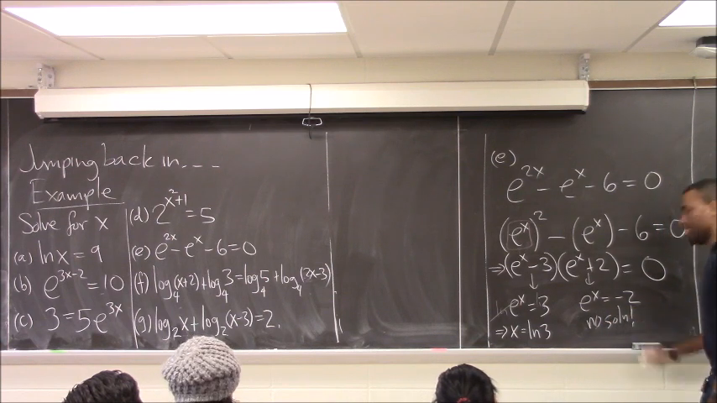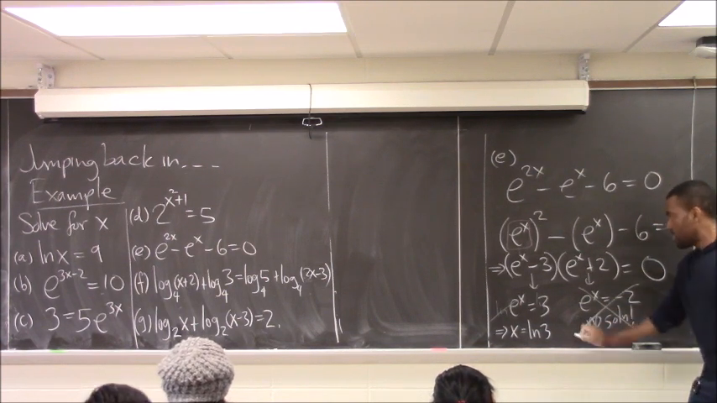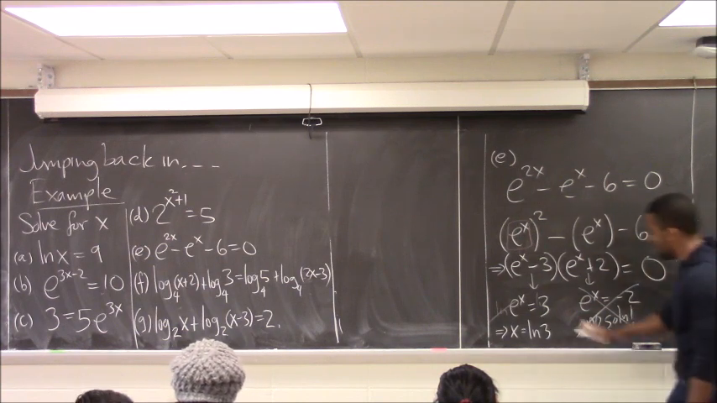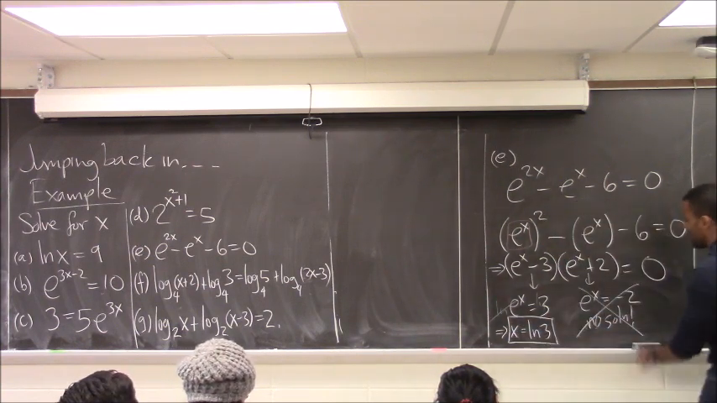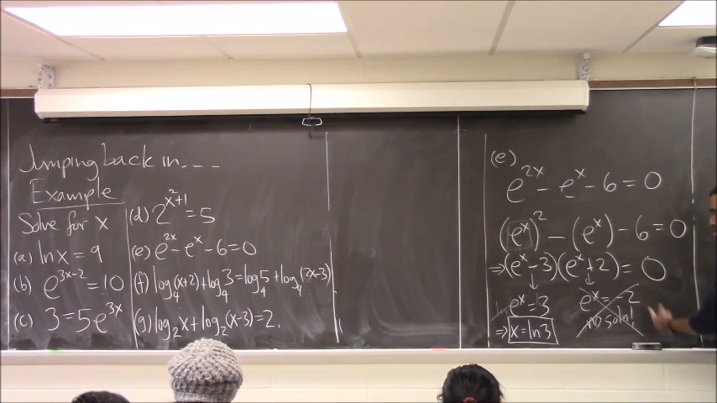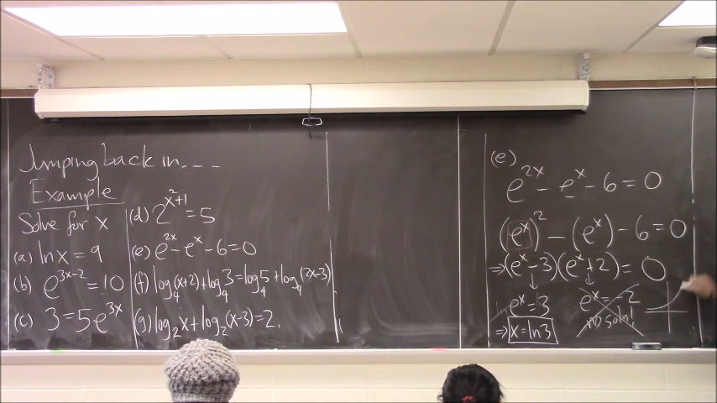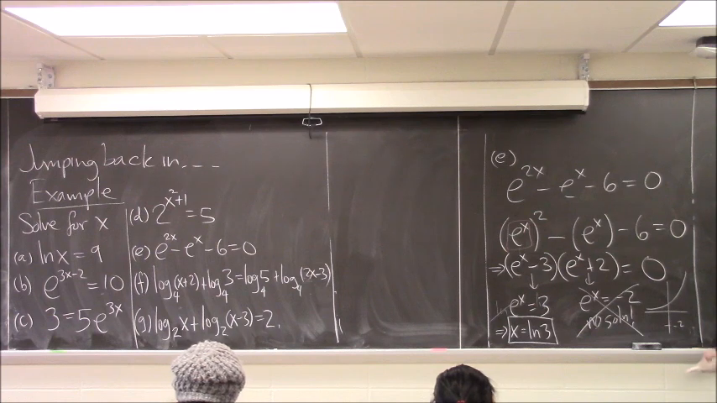So that does not give us an answer. We only have one answer here, because e to the x is never going to be minus 2. I know what the graph of that looks like, right? Minus 2 is down here. The graph never touches minus 2.